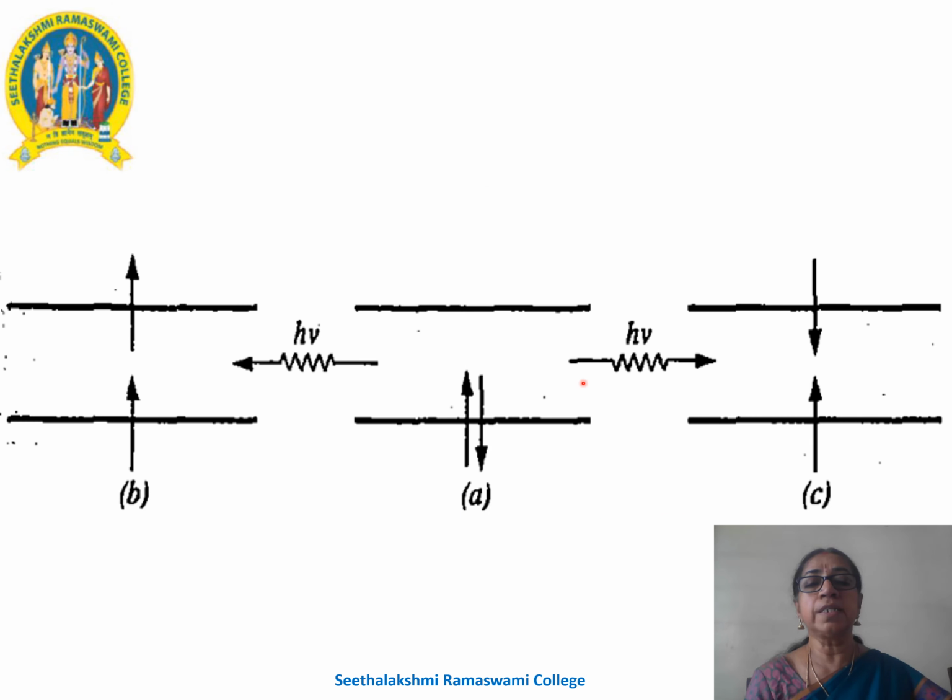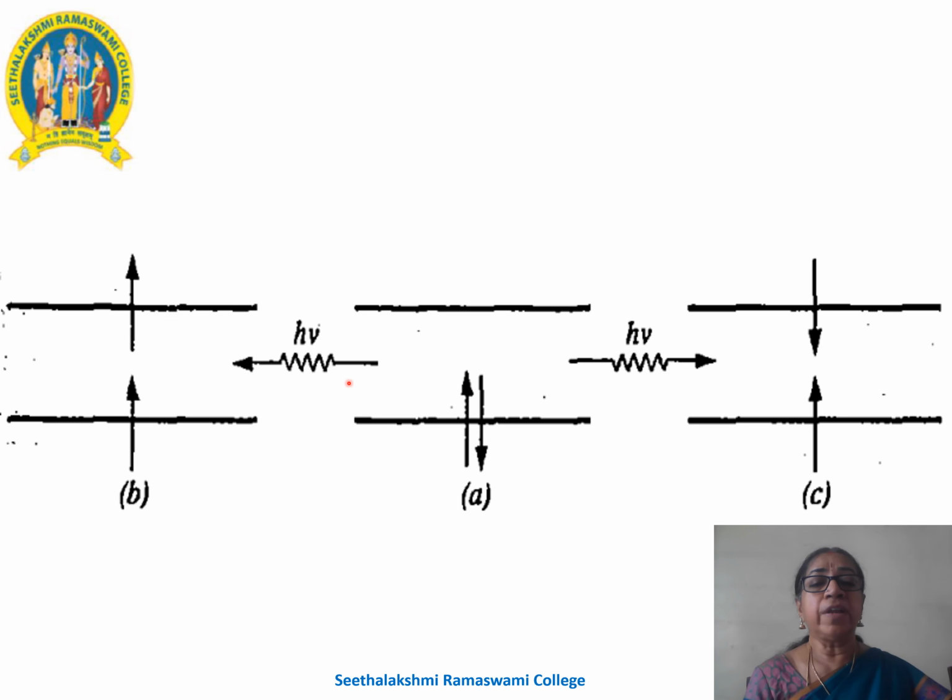These processes are represented by this diagram in this slide. That is, this is the ground state. Here the electrons are present in the paired fashion. That is, one electron is undergoing clockwise spinning movement, another electron is undergoing anti-clockwise spinning movement. The spinning movement is represented by an arrow in chemistry. We all know that.